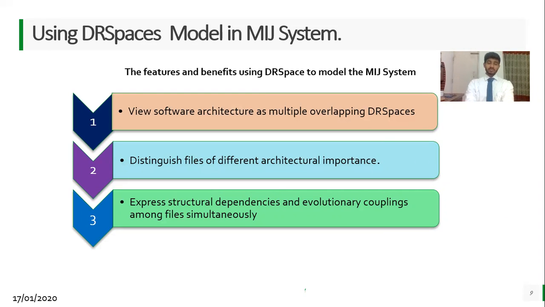Using the DRS space model in the MIZ system has features and benefits. There are 3 features and benefits. The view of source architecture has multiple overlapping DRS spaces, distinguishes files of different architectural importance, and expresses structural dependency and evolutionary couplings among files simultaneously.